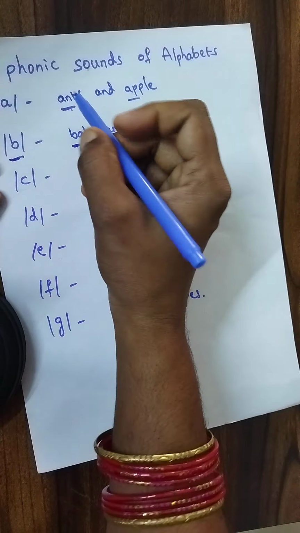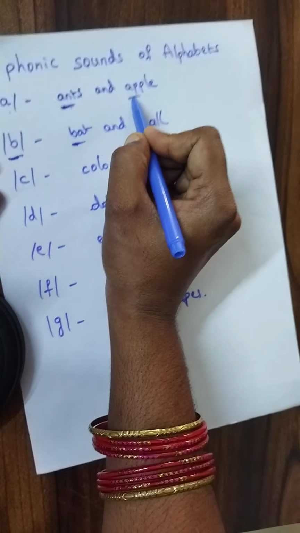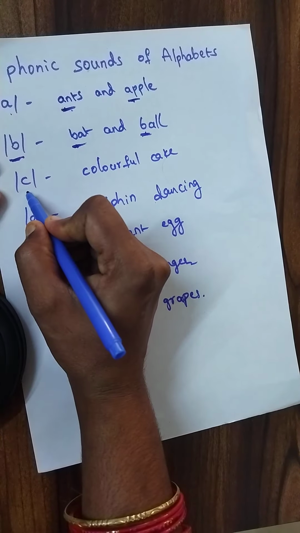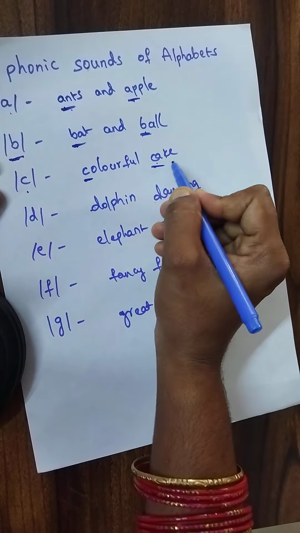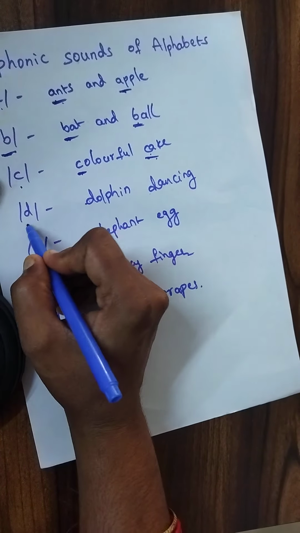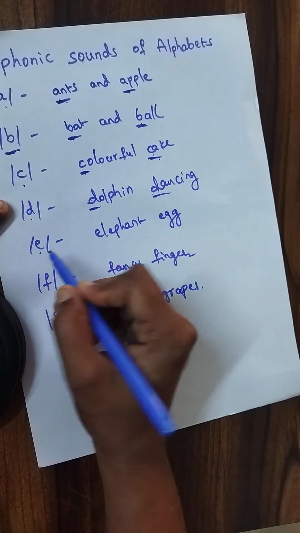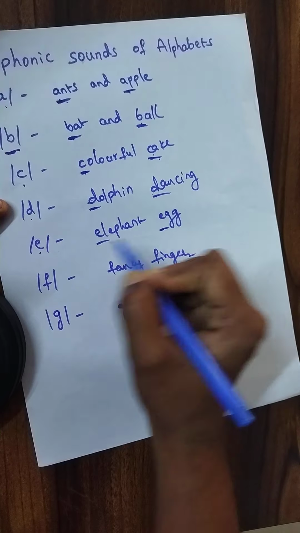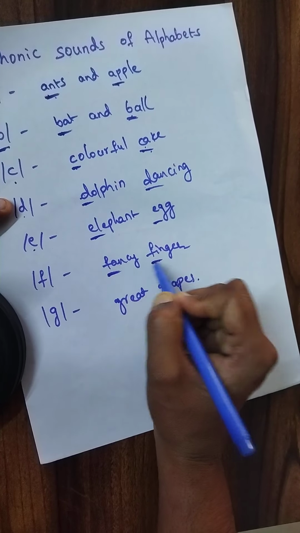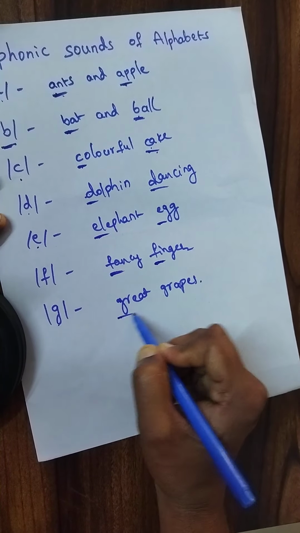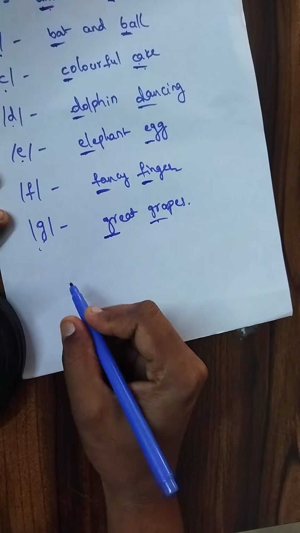And when we ask our kids what is the sound of A, they will tell ants and apple. For C sound, colorful cake. K, K. They will tell K, K. For D, they will tell dolphin dancing. D, D. For E, they will tell elephant egg. A, A, A. For F, fancy finger. For G, great grapes. What is the sound of G? G, G.